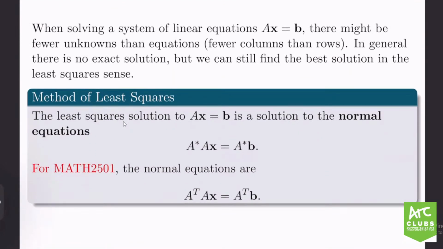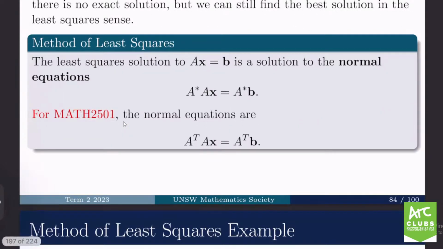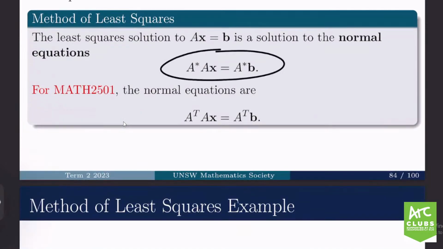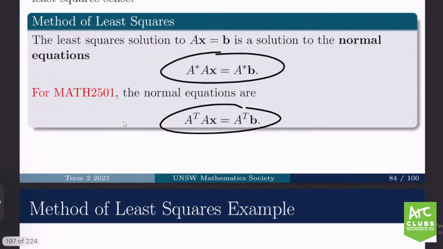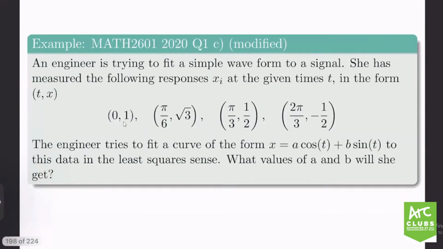So we can see that the least squares solution will satisfy this, or it's the solution to this linear system of equations. In Math2501, we replace the adjoint with A transpose. And so in terms of finding the least squares solution, it's just a matter of actually solving these equations. So let's look at an example here.